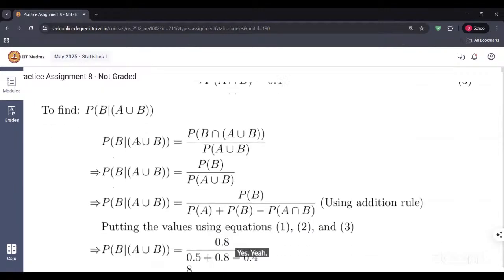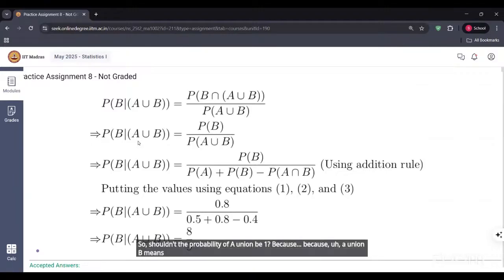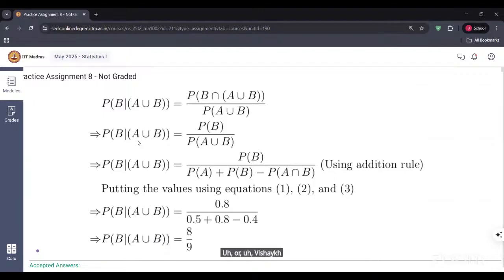As it is given that at least one of them hits the target, shouldn't the probability of A union B be 1? Why? Because A union B means Abhishek hits or Anu hits or both of them hit. No, at least one of them, Anu hits or Abhishek hits, or we can have a case in which both of them don't hit the target. We can have that condition as well, right?